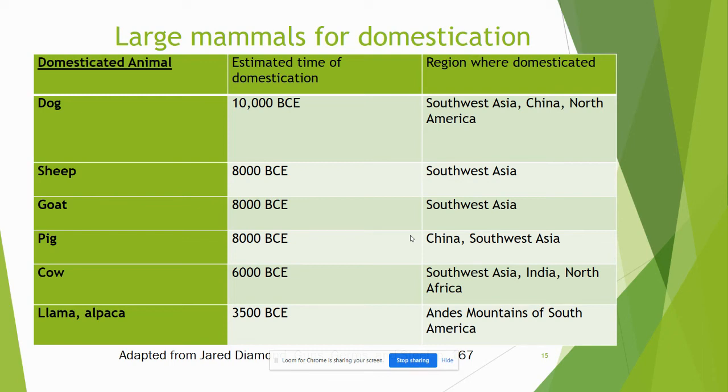And then finally you have the domestication of the llama or alpaca in 3,500 BCE in the Andes Mountains of South America. You will notice that North America and Australia, and Antarctica, are the only continents that do not experience any domesticatable animals.